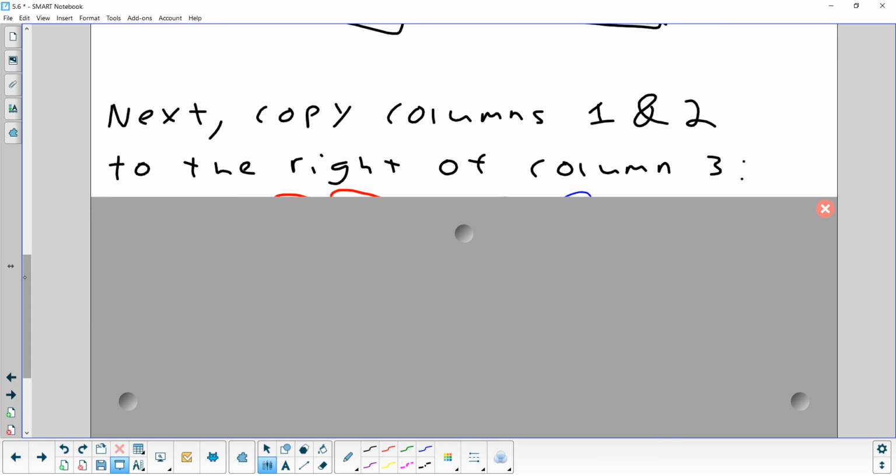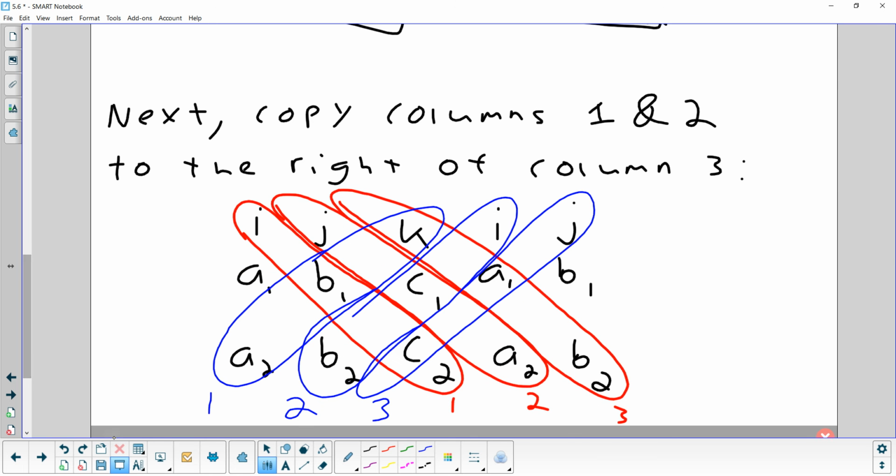So once you copy columns 1 and 2 to the right, it should look just like that. Don't worry about the red and the blue yet. That's the last thing. So you have I, J, K, I, J, row 1, A1, B1, C1, A1, B1, row 2, A2, B2, C2, A2, B2. That's row 3. And once you do that, you create some diagonals.